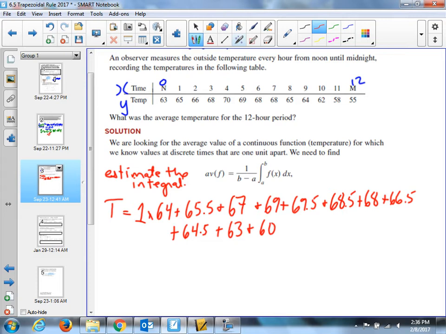Oh, I missed one. 65 and 60. Okay, where was I? No, I didn't. Okay, it's 60. It's easy to miss one, though. Yeah, 58 and 55 is 56 and a half, right?